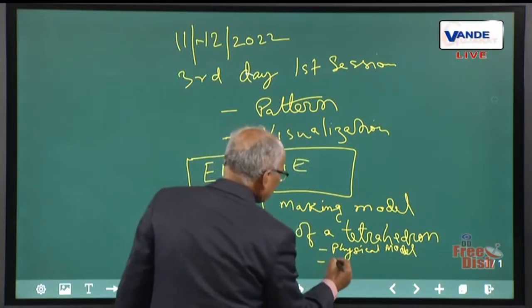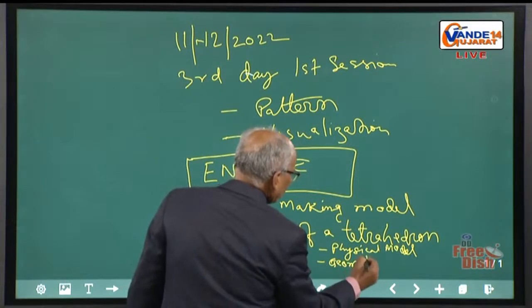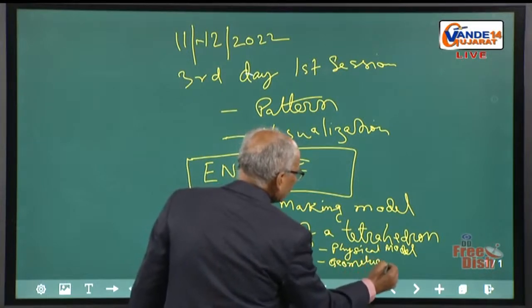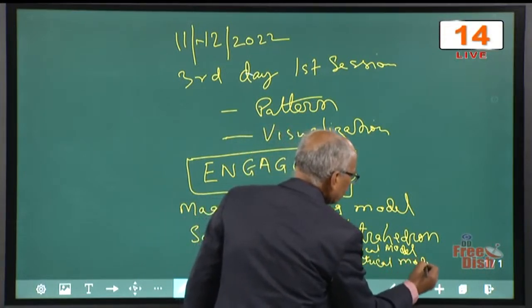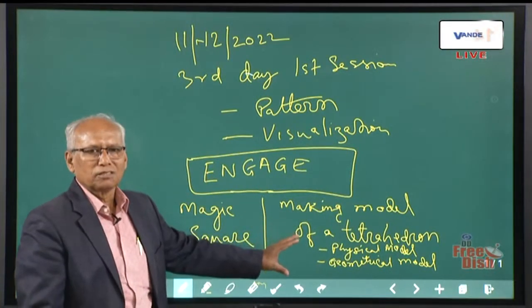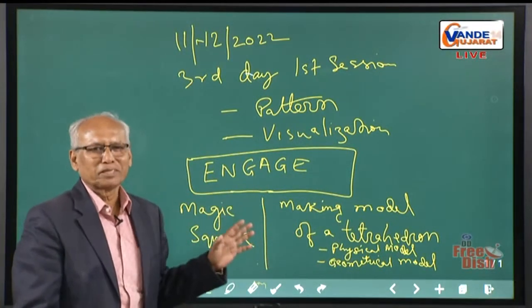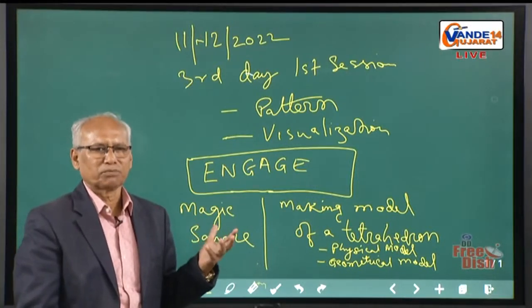So, I will be doing these two activities. While doing the tetrahedron, I will make a physical model, and then one geometrical or mathematical model. If we can do both, then we can solve any mathematical problem, which is what I feel is required for solving our daily life problems.